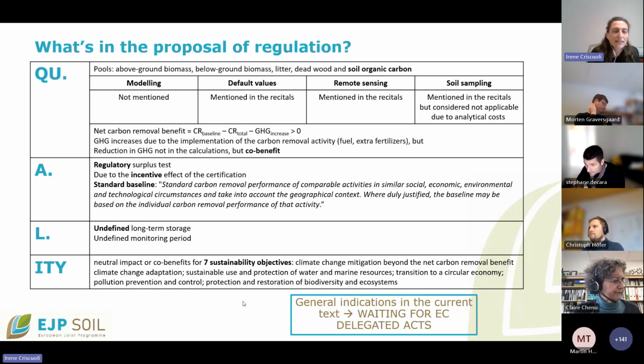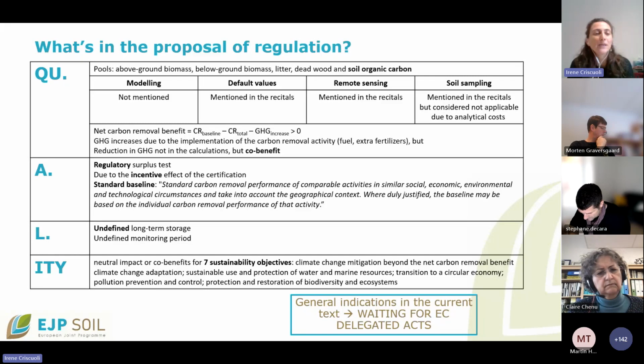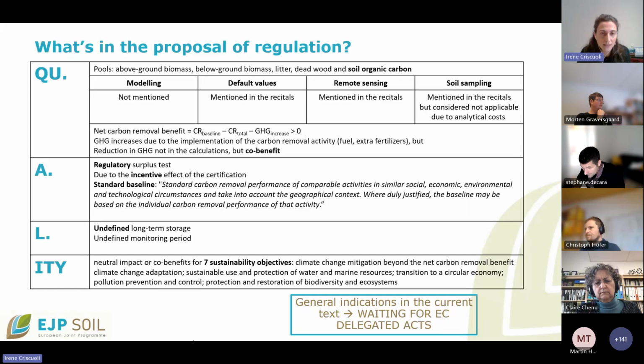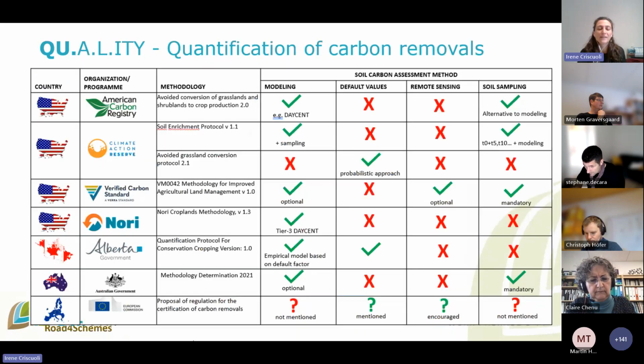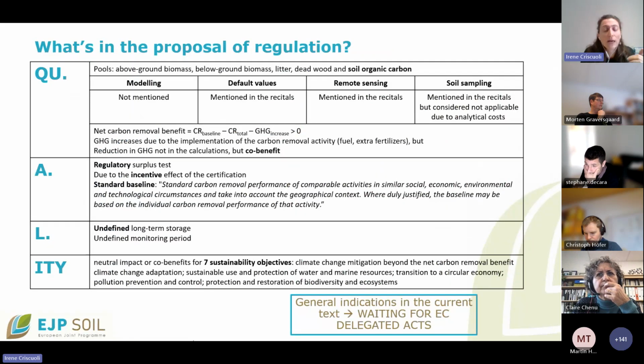For the sustainability, which is the IT, the European Commission is highly ambitious because, apart from achieving carbon removals, every project should guarantee respect of 7 sustainability objectives in the environmental sector as well, like water protection and avoiding soil pollution. But this is one option. So this is the direction the European Commission is going.